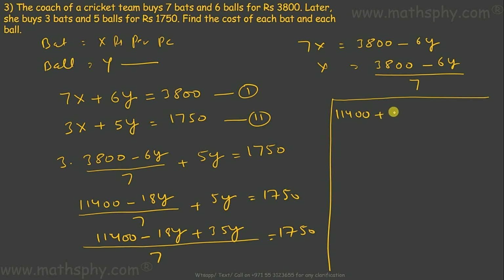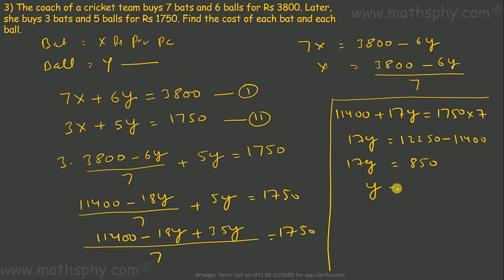So this will give you 11,400 plus 17y equals to 1750 into 7. So 17y would be 1750 into 7 gives you 12250 minus, this goes this side, 11,400. 17y is equal to 850. So y is equal to 850 over 17 gives you 50. So y is 50. Let's put this value in this equation here.